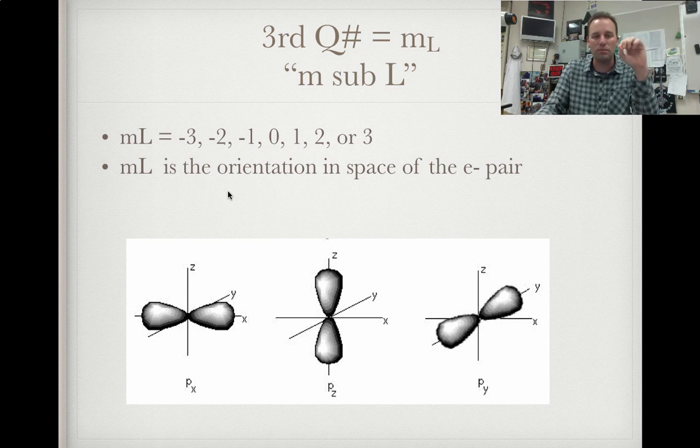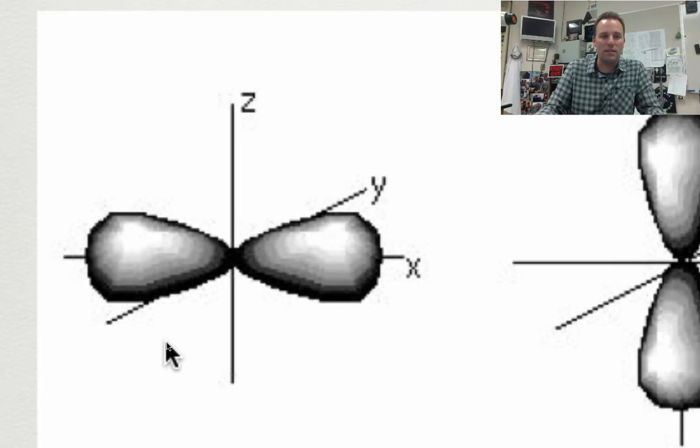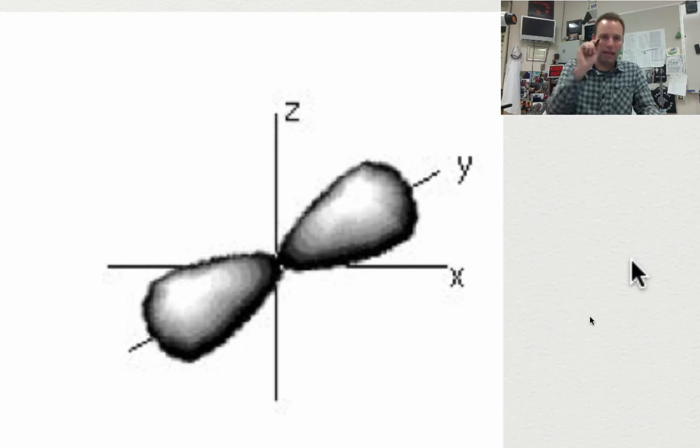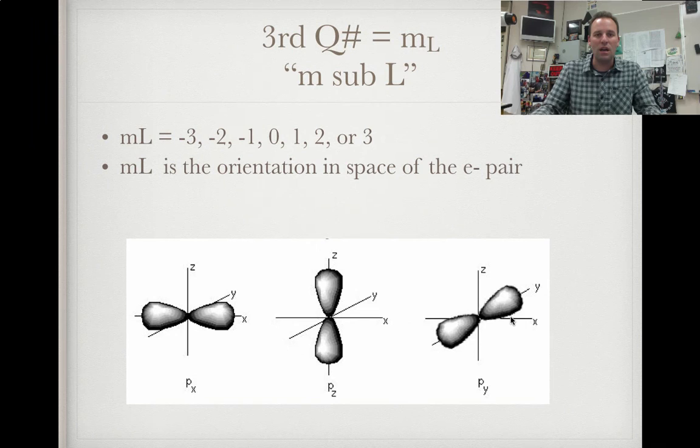So for example, m sub L tells you, if you were dealing with a p orbital, which remember is a dumbbell, it could be going left to right, up and down, or in and out towards you. So there's 3 different orientations in space of a p orbital. Each one of these holds 2 electrons, so a p sublevel can hold a total of 6 electrons. M sub L is -3 to +3.